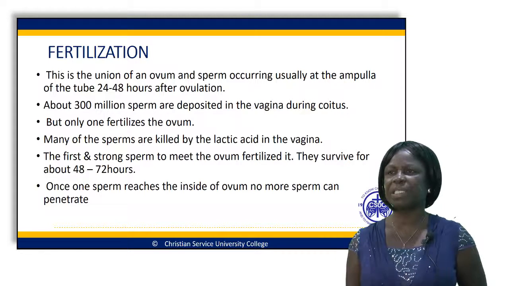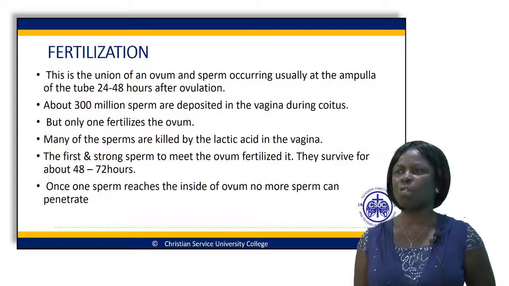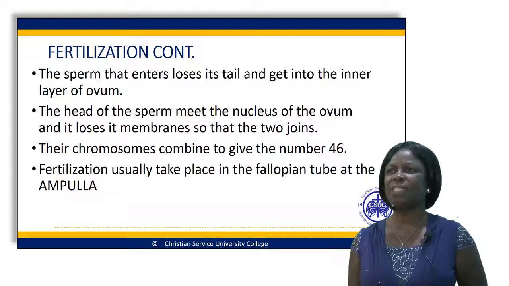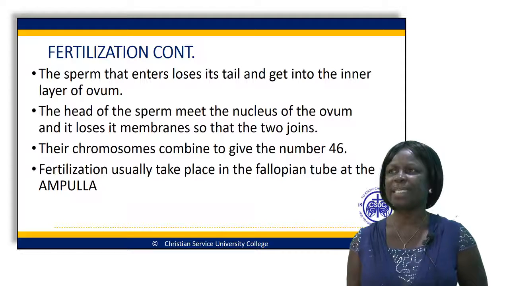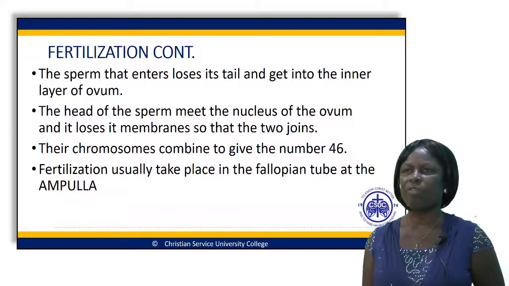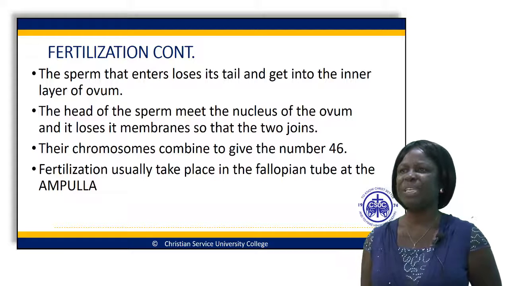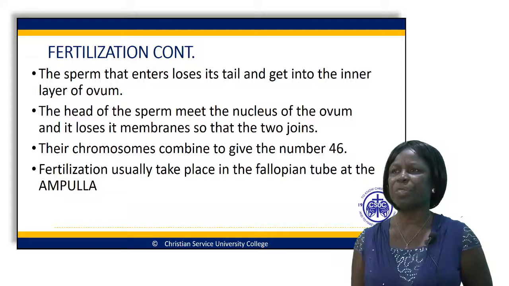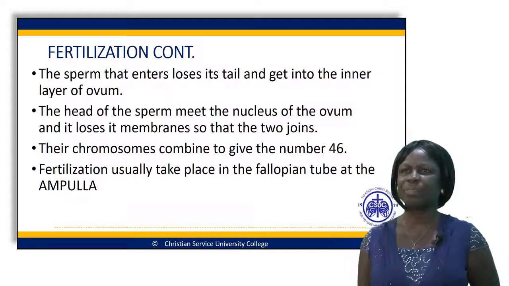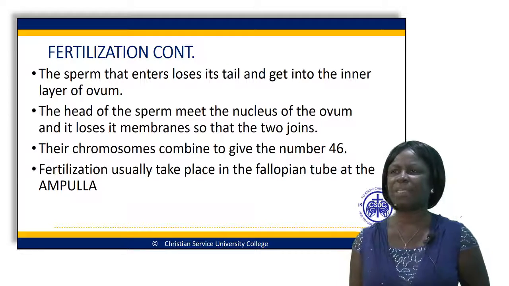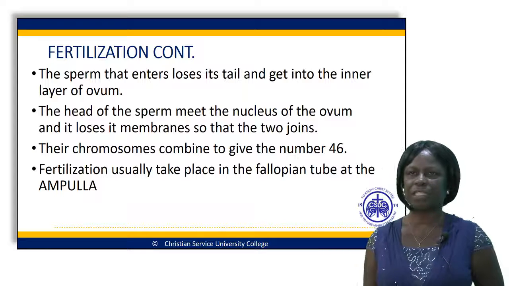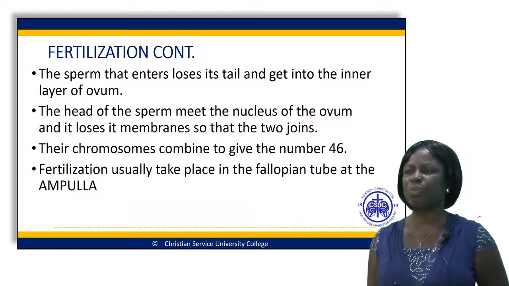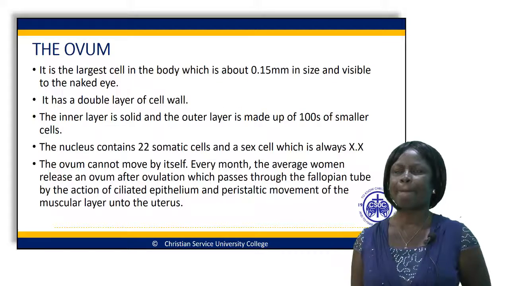Once one sperm reaches the inside of the ovum, no more sperm can penetrate. The sperm that enters loses its tail and gets into the inner layer of the ovum. The head of the sperm meets the nucleus of the ovum and it loses its membrane so that the two join. Their chromosomes combine to give the number 46. Fertilization usually takes place in the fallopian tube at the ampulla.